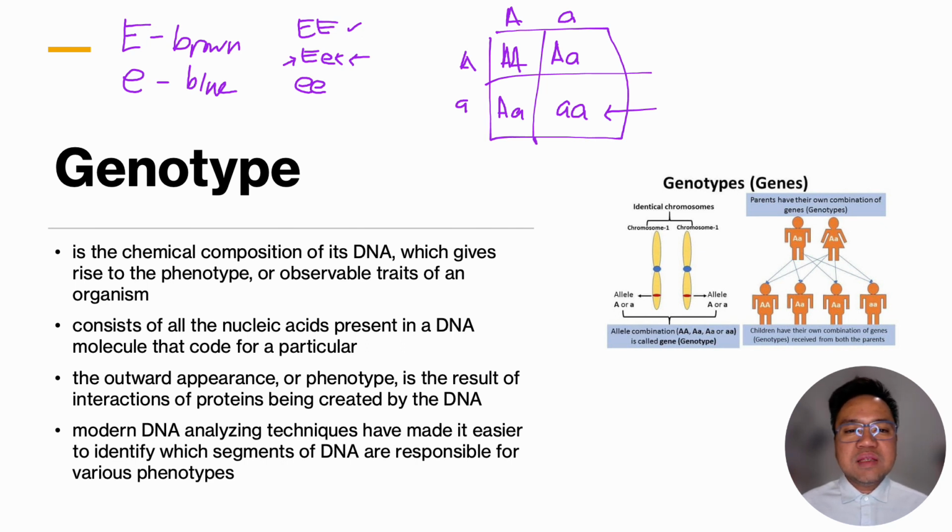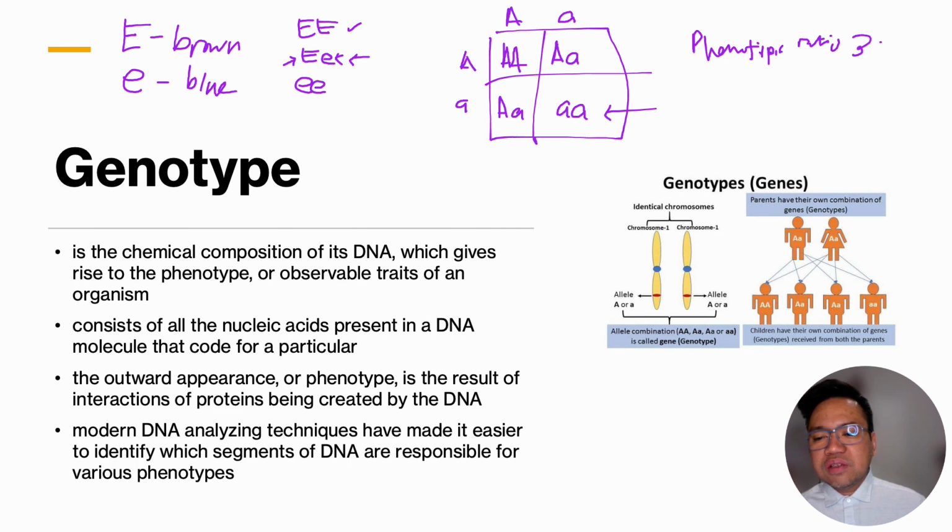It can quickly be seen by counting that the genotypic ratio is 1 uppercase A uppercase A, 2 uppercase A lowercase a, and 1 lowercase a lowercase a. And in this case, the phenotypic ratio would be 3 normal to 1. The phenotypic ratio is 3 is to 1.